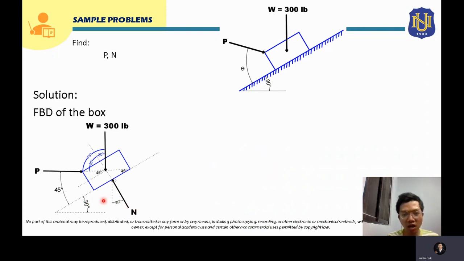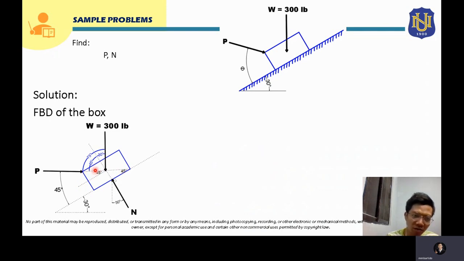So we are going to analyze the angles for this. If this is 45 degrees from the incline, so this is that 45 degrees. Meaning to say, this line is actually parallel to this incline. So this force P is 45 degrees from this line parallel to this incline. So this is also 45 degrees here.